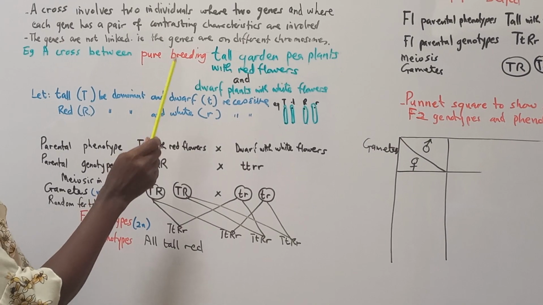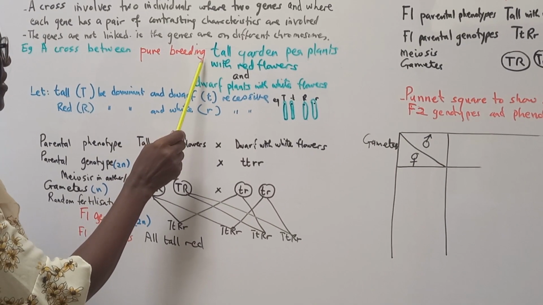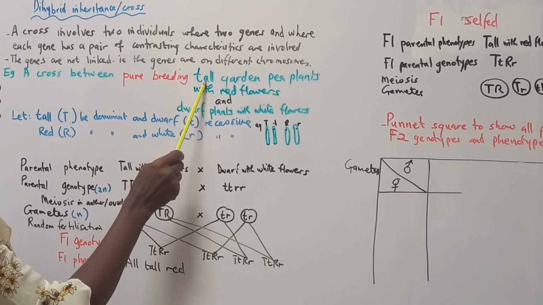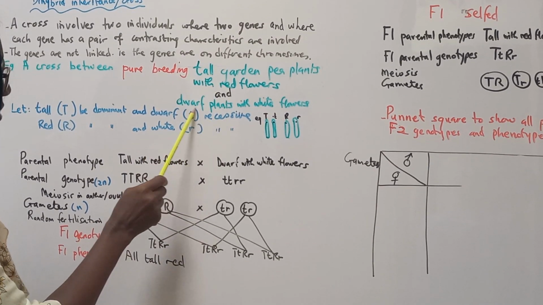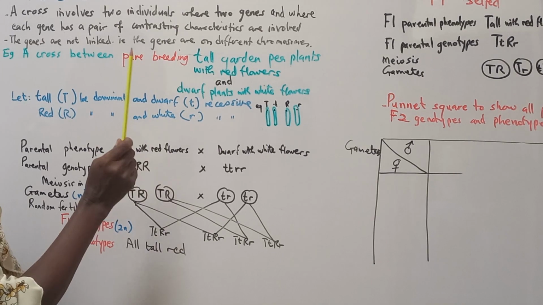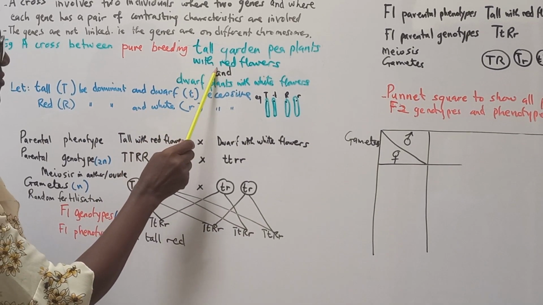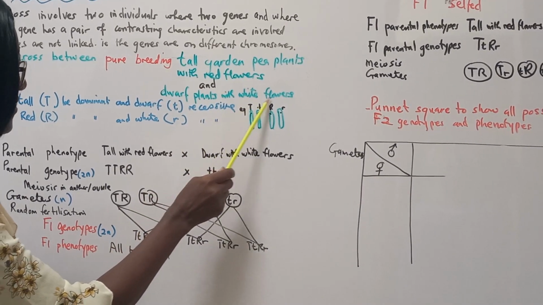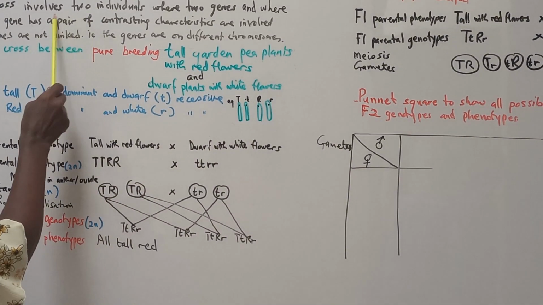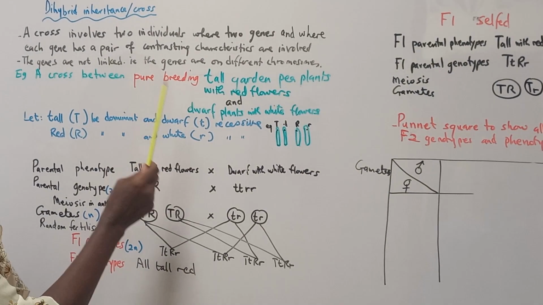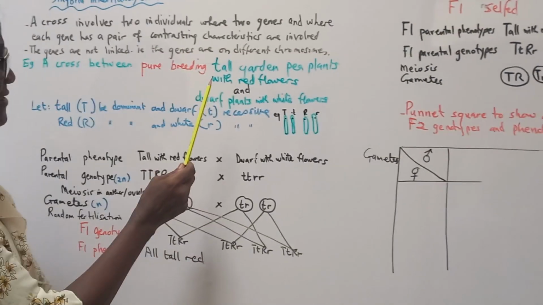Let's say we are having a cross between two genes. The gene for height has tall plants and dwarf plants. That is one gene. Then we have another gene for flower color, with red flowers and white flowers. So in this dihybrid cross, we have two genes, each one with a pair of contrasting characteristics.